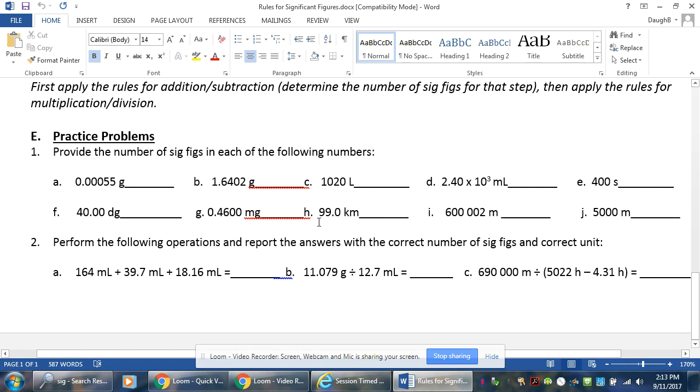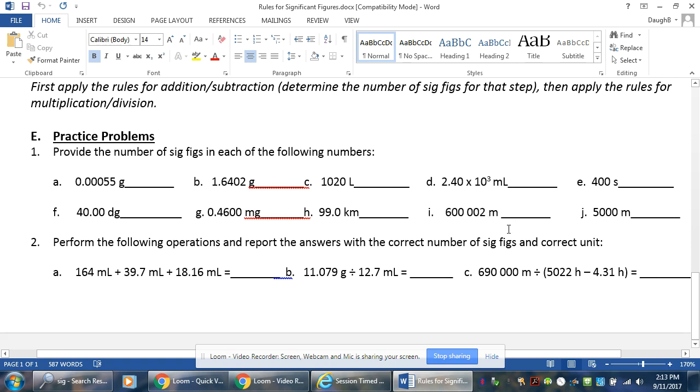H, this is in the same boat as F. This one's to the right of the decimal point. It's increasing precision. Therefore, it's 3 significant figures. All 3 of these are significant. On I, this has a lot of zeros, but it's sandwiched in between 2 non-zero numbers that are significant. Therefore, all of them are significant. This has 6 sig figs.